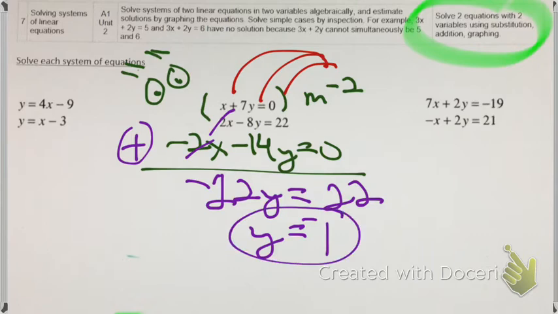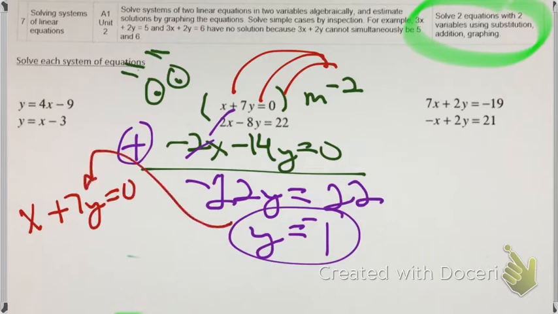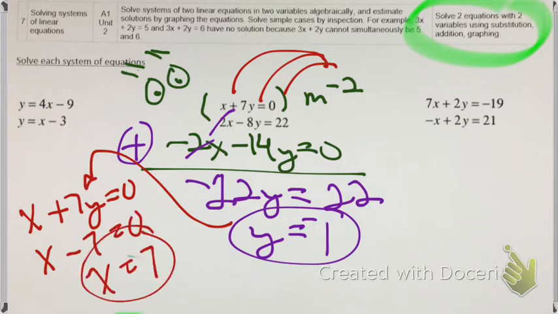How do I get x? I got to substitute. I'm going to pick the easiest equation. x plus 7y equals 0. And I'm going to sub in my negative 1 for my y. So x plus, well, it's negative 1 times 7. So it's actually x minus 7 equals 0. So therefore, x equals 7. And that, ladies and gentlemen, is my solution to that equation.